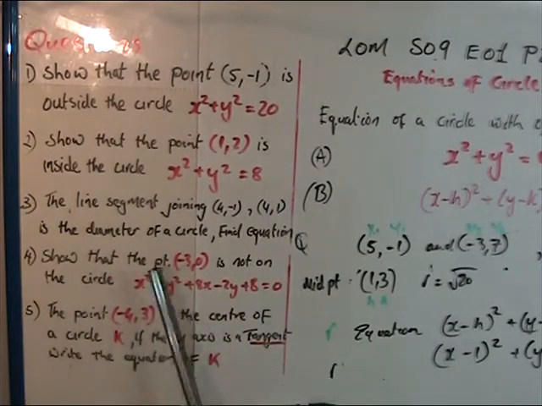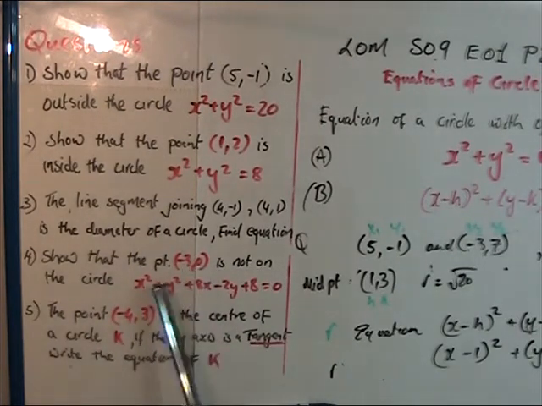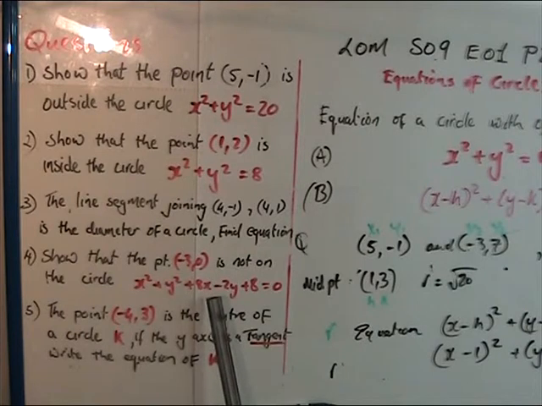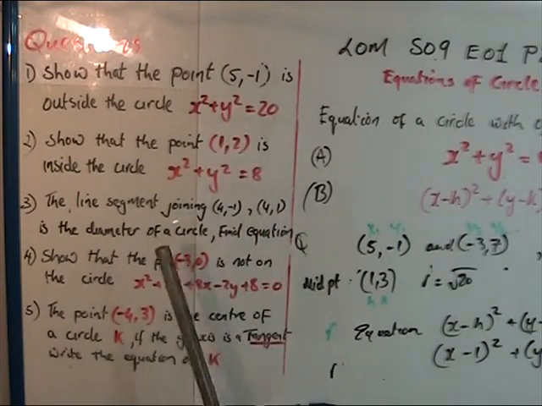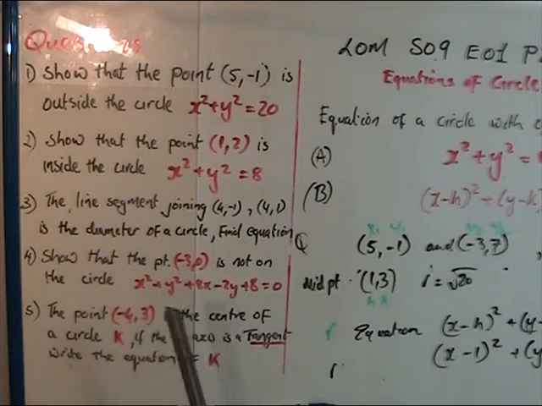Question 4: show that (-3, 0) is not on the circle. Well, if you put these values in and it doesn't equal 0, it means that it's not on the circle. And it's the same for the line, and for these questions here. They might ask you to prove the distance. Now, you have to know which one they're looking for, but you have two options.